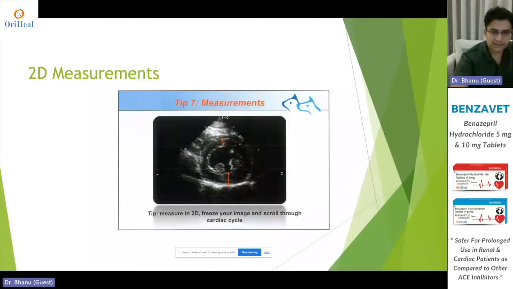This is a short axis view, and again in this as well, the IV septal thickness and the left ventricle free wall thickness you all can measure to diagnose cases of HCM.